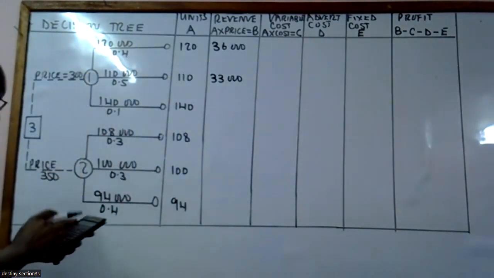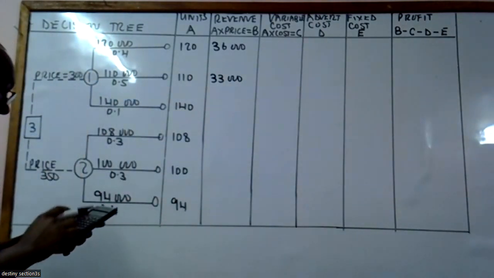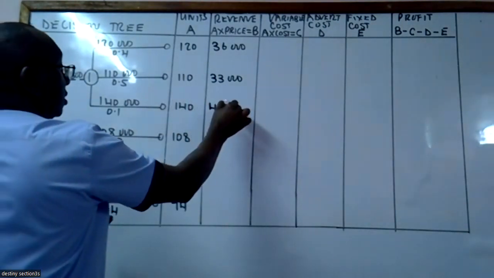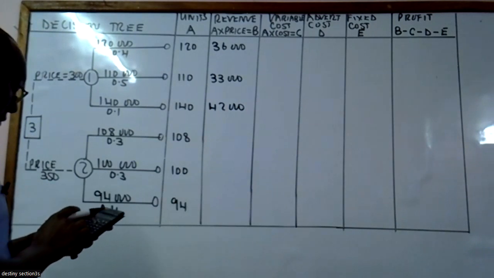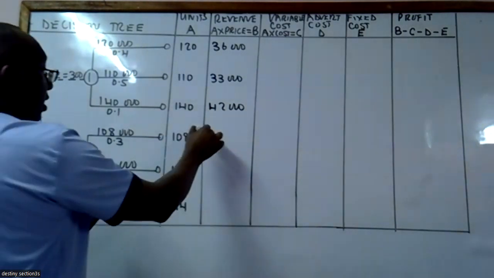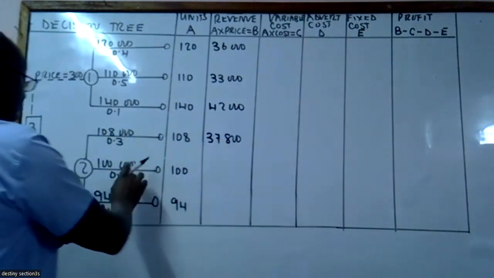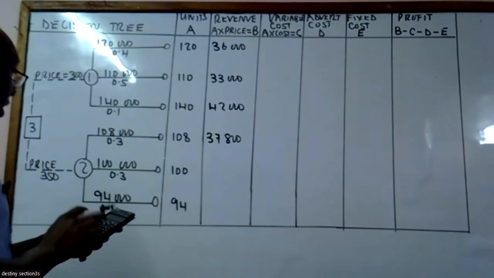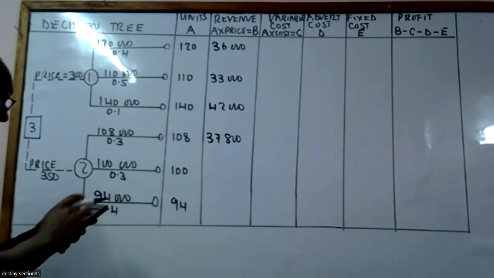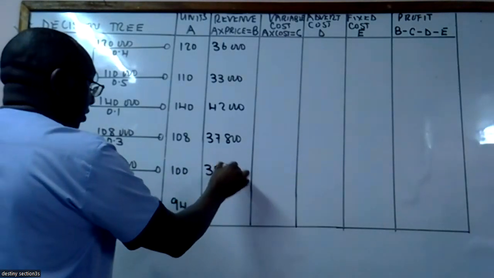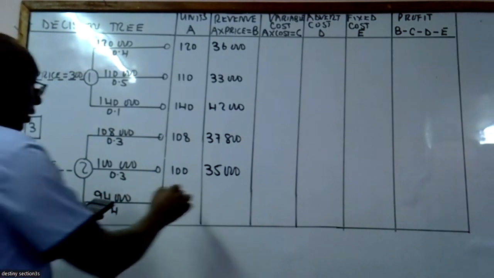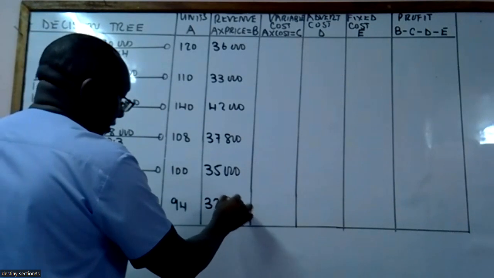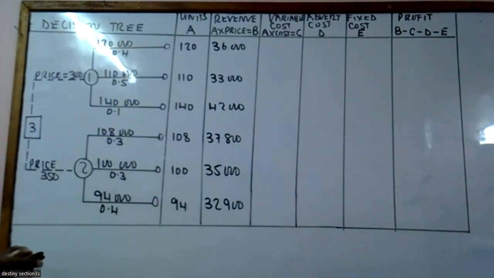Take 140 multiplied by 300. That gives us 42,000. Take 108 multiplied by 350. That's 37,800. Then I take 100 multiplied by 350, 35,000. And take 94 multiplied by 350. That is giving us 32,900.